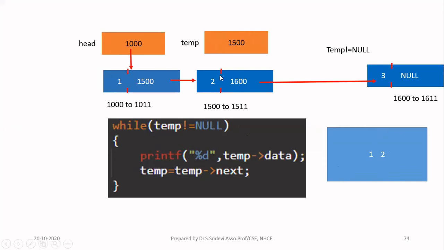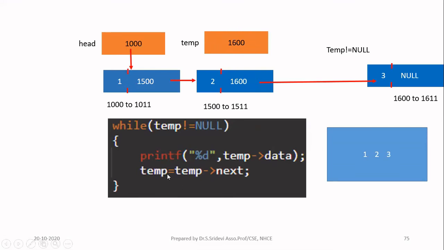After that, next time I'm changing temp to 1500. That is nothing but from here I am getting it and storing it here. Then I'm going to 1500. Then I'm displaying the data from there. That is nothing but 2. So when this is executed, 2 will be displayed on the screen. After that, I will take next from temp, that is 1600, and that will be stored in temp. So after this is executed, your temp is having 1600.